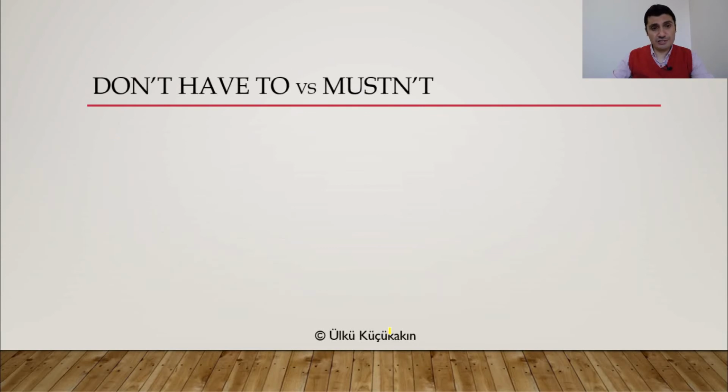But very interestingly, there's a big difference between don't have to and mustn't. In positive form, have to and must are the same, or very similar, with only a very small difference. But in negative form, don't have to and mustn't are not the same, okay? They are completely different. So what is the difference, everyone?